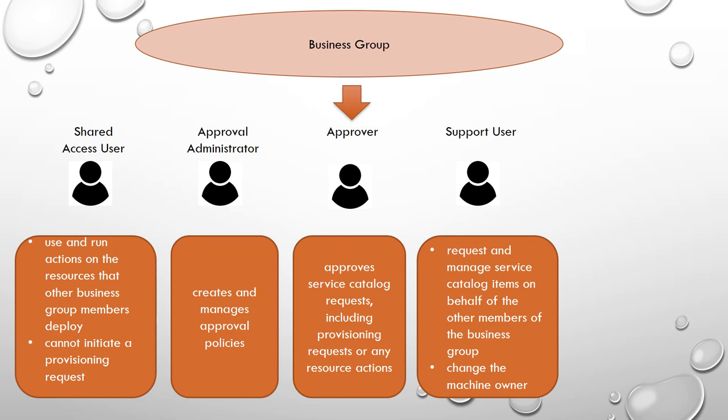Next up, we have the support user. The support user can request and manage service catalog items on behalf of other members of the business group. It can also change the machine owner. If you remember from the responsibilities that the business group manager had, the support user and the business group manager are the only two roles in the whole VRA RBAC system that can change the owner of a machine.